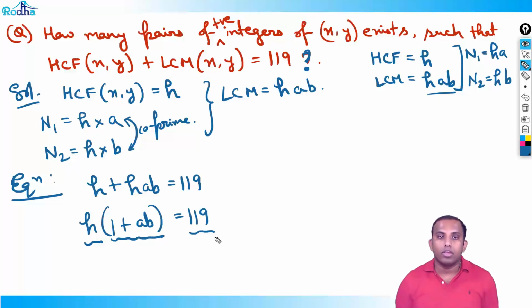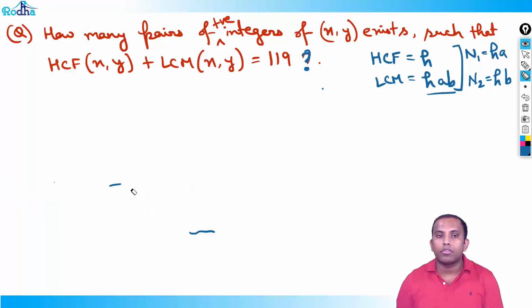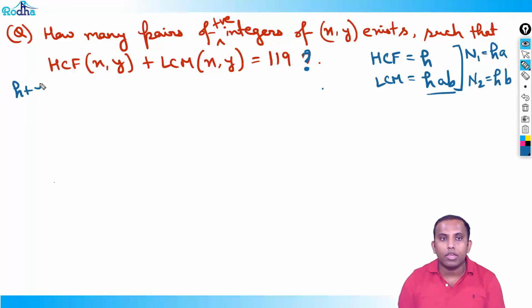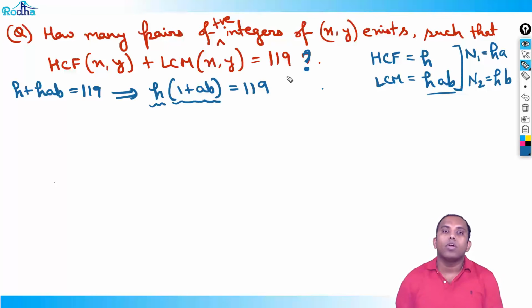How many solutions? Now, let me rub this part, because it will take some time to solve it. You concentrate, and I'm rubbing this part. I'll just rewrite the equation as we discussed here. So h plus hab is equal to 119. It implies that h into 1 plus ab is equal to 119. So 119 here is written as a product of two numbers. Now, what is 119? 119 is nothing but 7 into 17.